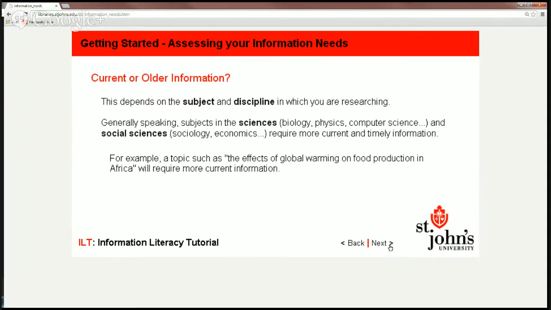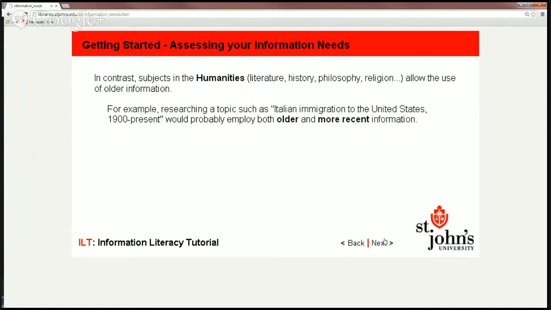Do I need current or old information? Well, this generally depends on the subject or discipline. Okay, so for example, the effect of global warming on food production in Africa will require more current information. But a topic that's talking about Italian immigration to the United States will probably have more older and more recent information. Okay, so that's important to note.